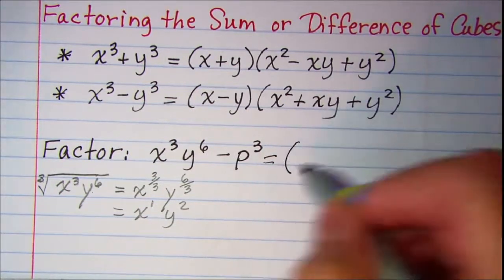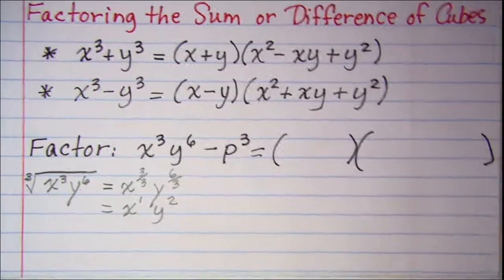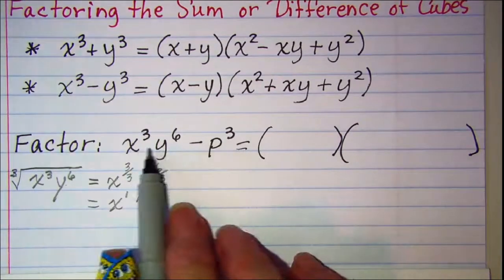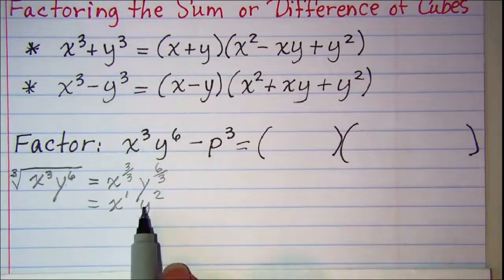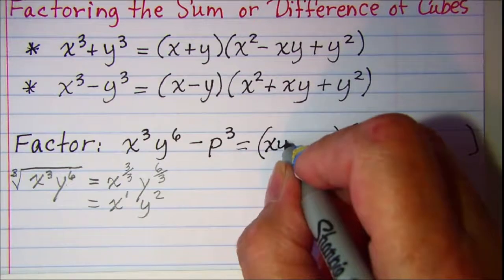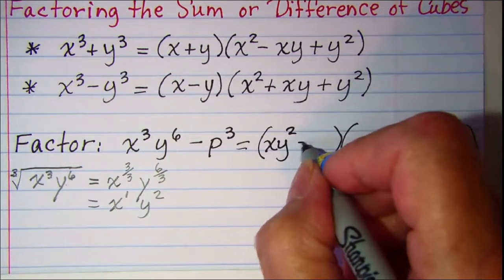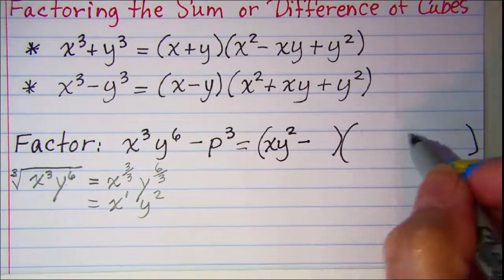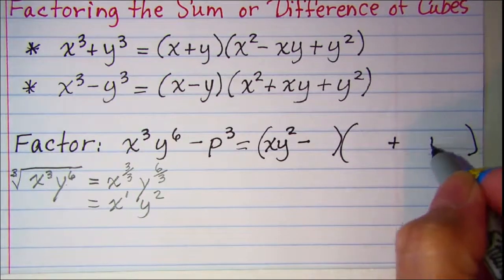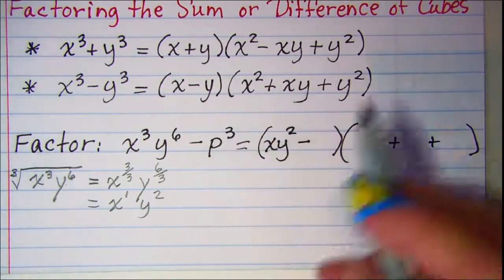We have a binomial, and then that's multiplied by a trinomial. The cube root of the first term we already did here, that's xy squared. Because this is minus, I want my minus sign in the front, and then I'll have pluses back here. And then the cube root of p cubed is just p.